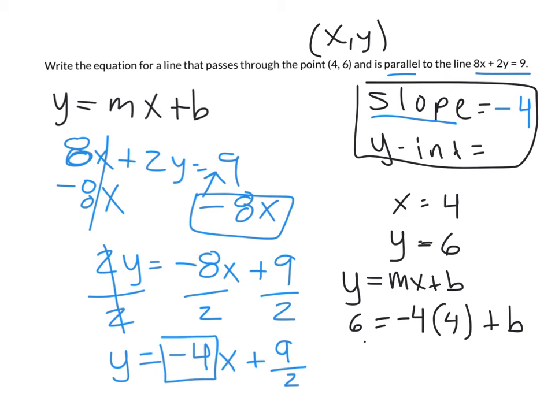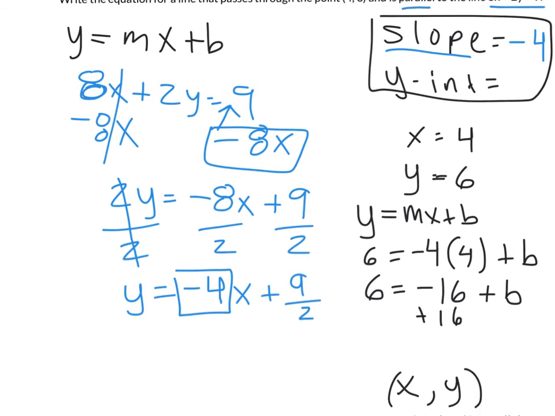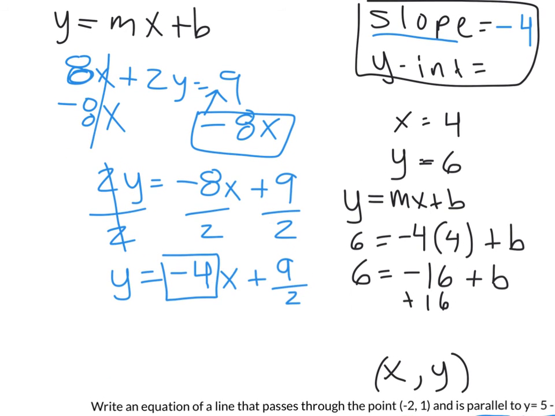Now we're going to solve this. 6 is equal to negative 4 times 4, which is negative 16, plus b. Now to get b by itself, we need to add 16 to both sides. That cancels out, and I'm left with b is equal to 6 plus 16, which is 22.